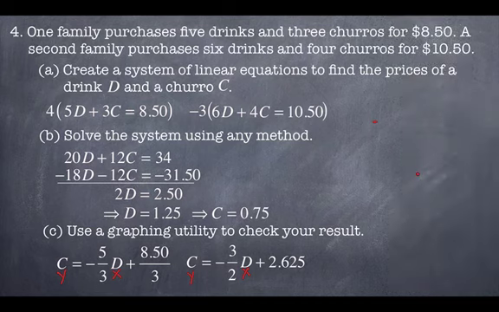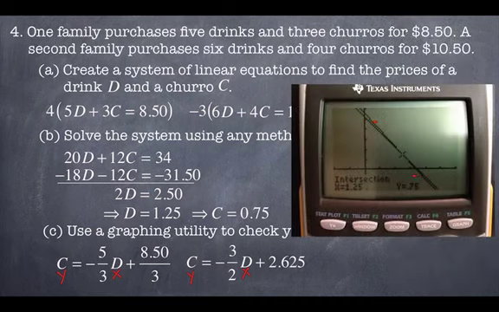Once I graph, this is what I get. And notice that this is giving me the exact value. X is equal to 1.25 and y is equal to 0.75. So a drink costs $1.25, and a churro costs 75 cents. We're done with number 4. Let's jump to number 5. Here's number 5.